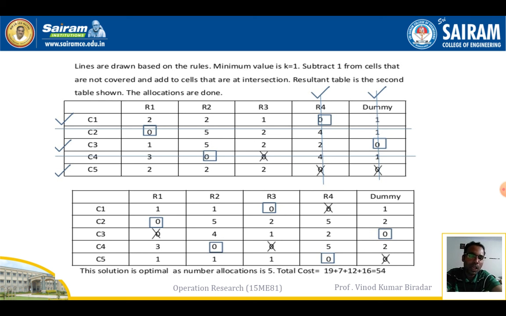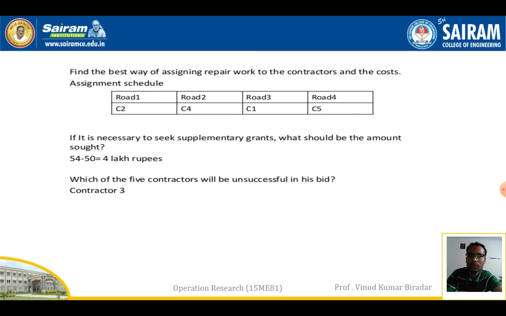Okay, I hope you understand. Similarly, they have given, find the best way of assigning the repair work to the contractors also. So the same, you wrote C2 C4 C1 C5. If it is necessary to seek the supplementary rent, what should be the amount? Okay, so 54 minus 4 you have to reduce, it is 4 lakh rupees. So the third contractor is unsuccessful because he is getting a very small amount.